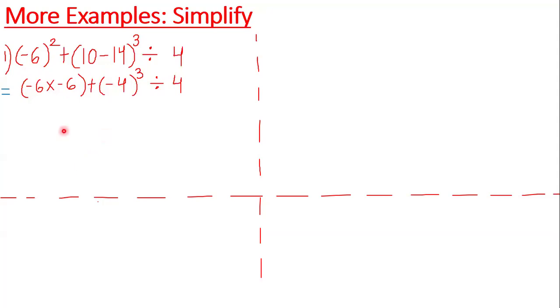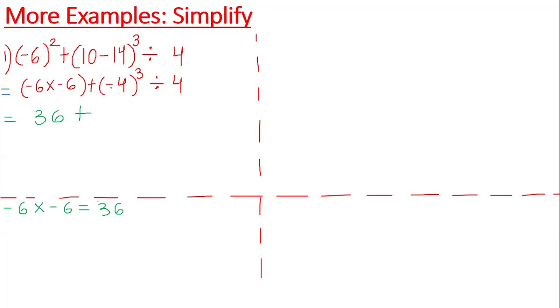Now we have negative 6 times negative 6. What is negative 6 times negative 6? A negative times a negative is a what? Positive. So it's going to be positive what? 36. So this is going to be equal to positive 36. Does that make sense? Yes, sir.